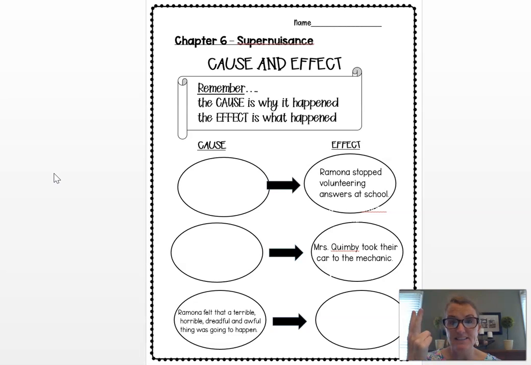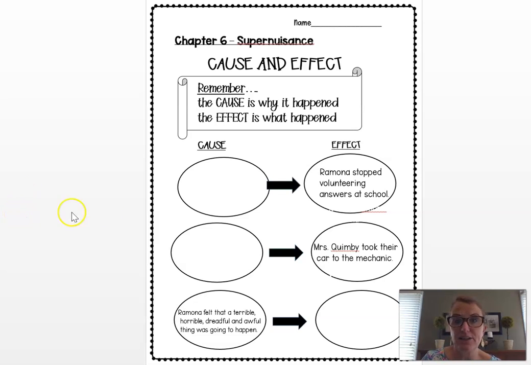Another effect is you could get sick. In my house, the third effect would be I'd probably yell at my kids, because why would you go outside without shoes on? So there are sometimes lots of effects to a cause. Let's think of another one. What would be the effect of not brushing your teeth? The cause is I didn't brush my teeth. The effect would be I could get a cavity or my breath would really stink. So again, there could be multiple effects.